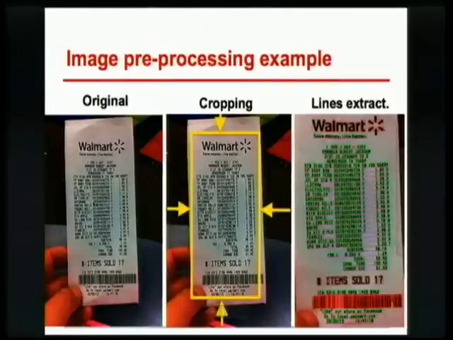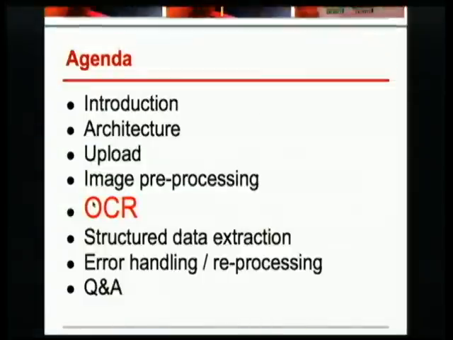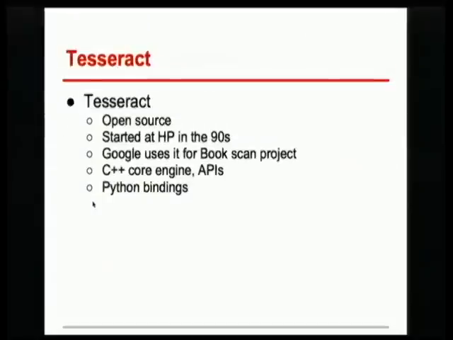Okay, so this is an example. On the left you see the original image. In the middle is the auto cropping, extracting this yellow area and getting rid of the background. And then on the right, you see the line detection algorithm. The little boxes in green are the letters, and the purple are the lines that we're going to feed to OCR.